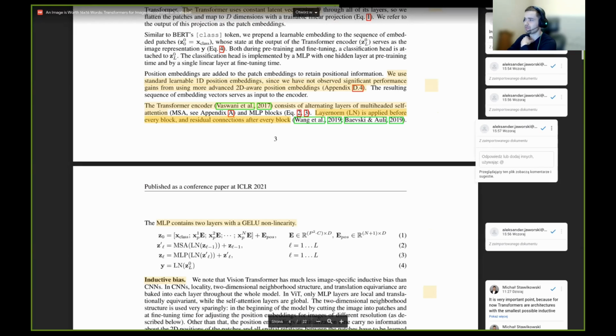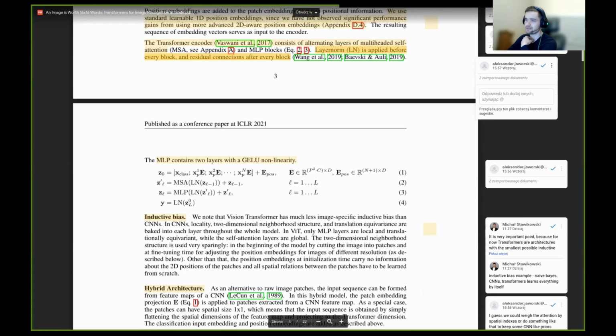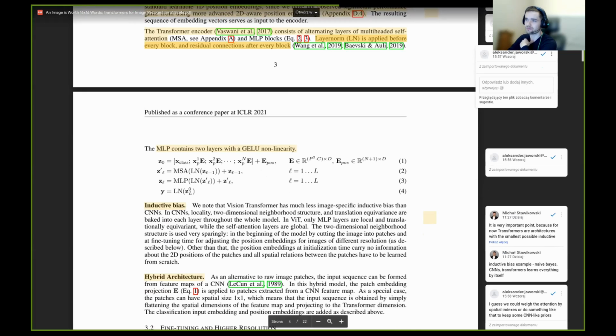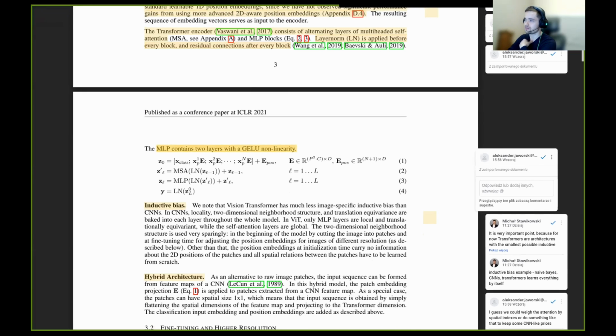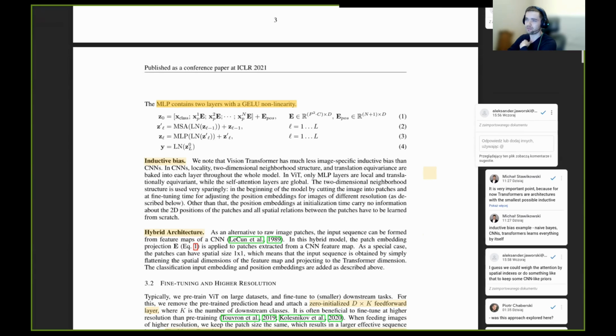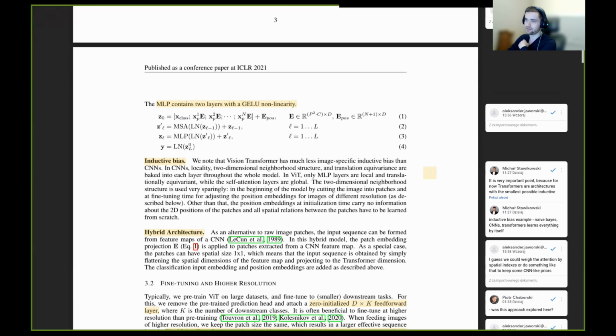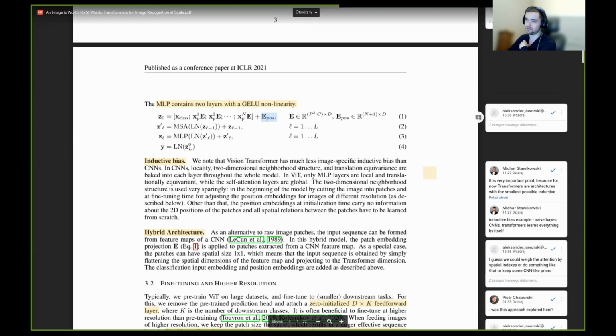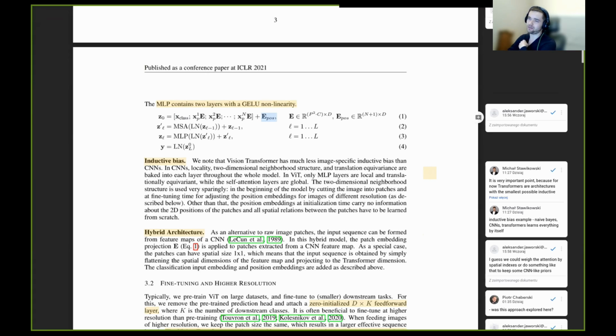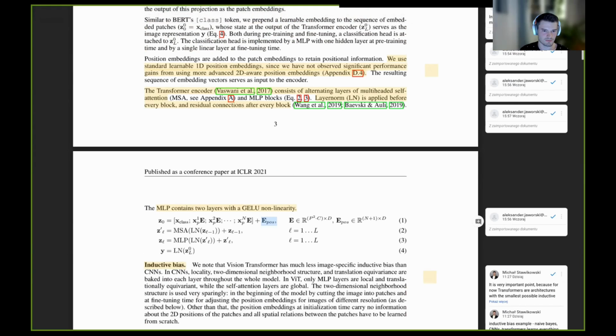Then they have a layer norm applied. And we have residual connections. And this MLP just has 2 layers with GELU. Here we have the equation. So the class token is prepended, and there are the other tokens, and then you add the positional embedding, and then you go through the layers, right? So that's multi-head self-attention, MSA, I think.